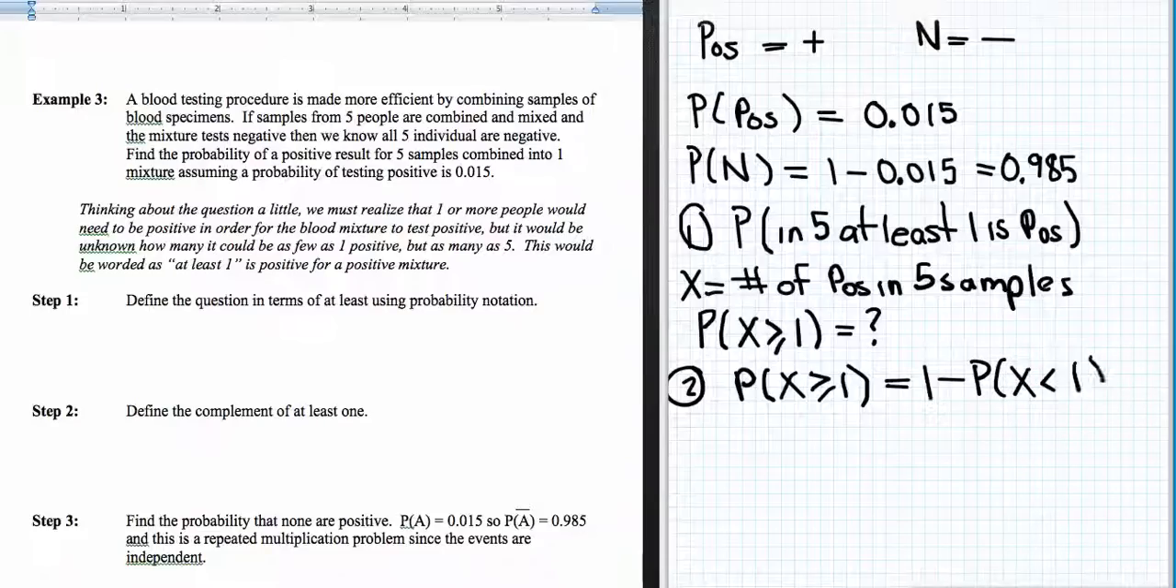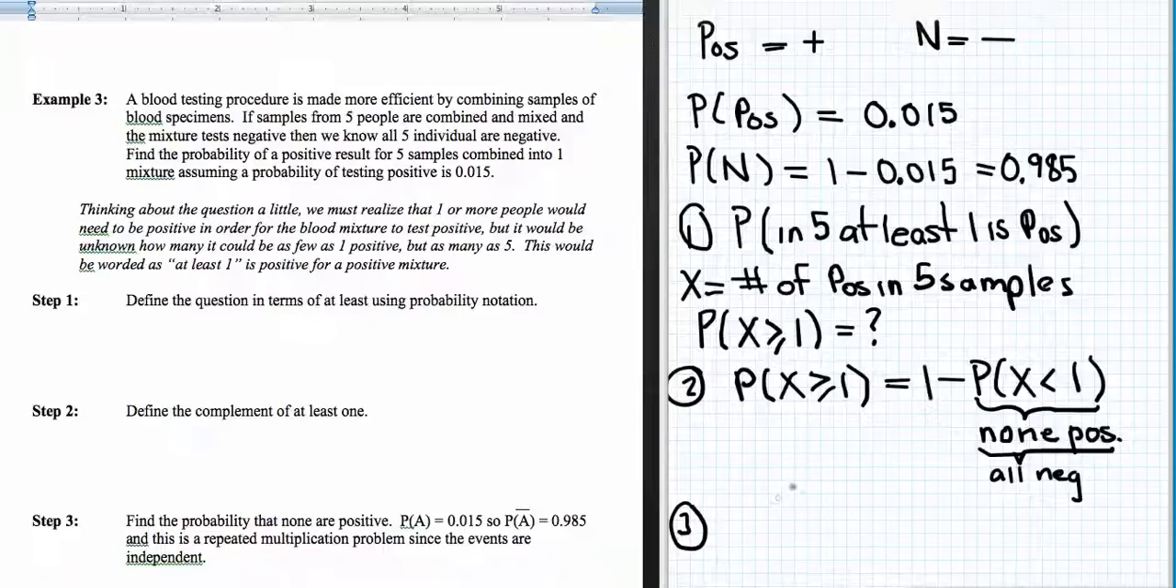And then we're going to turn around and say, well, what does this really mean? Fewer than 1 really means none are positive, right? So if you have fewer than 1 positive, that means none of them are positive. And what does it really mean to have none of them positive? Well, having none of them positive is really meaning that all of them are negative, right? So we're going to change this around in step 3 from being about being positive to about being negative. And now you see why I got the complements in the first place.